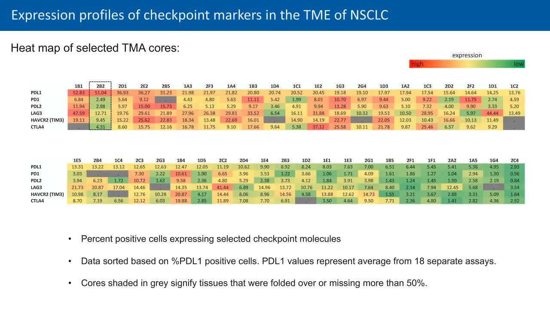The result of this quantitative analysis is shown here as a heat map of selected cores with red and green indicating high and low expression levels respectively. PD-L1 expression across the cores is shown in the top row, and % PD-L1 positive cells was used to sort the cores. In the next slide, we will focus on these 4 selected cores to visualize the dynamic range of PD-L1 expression.